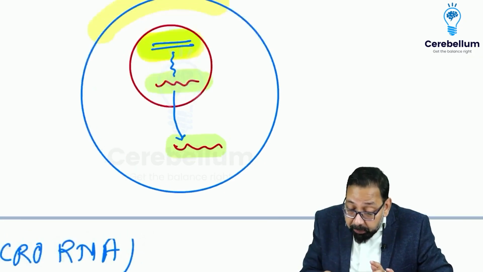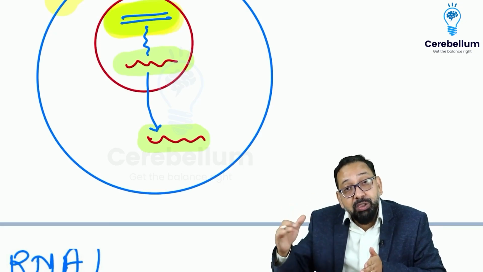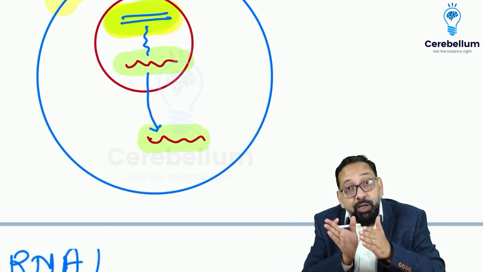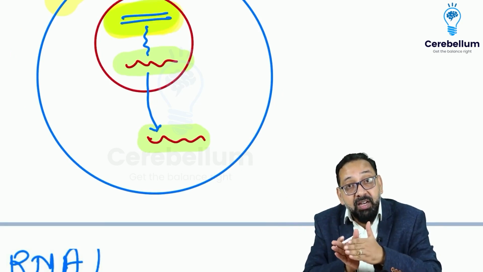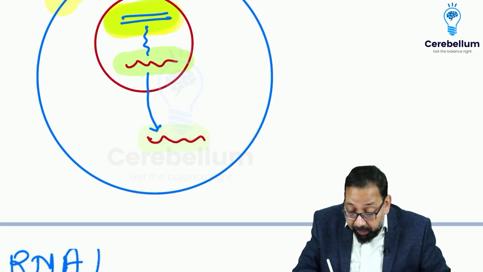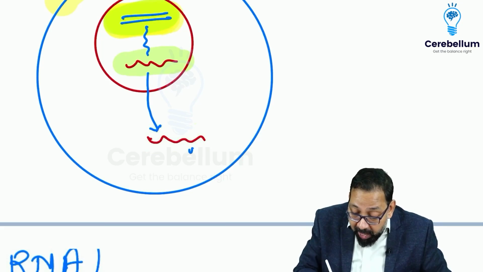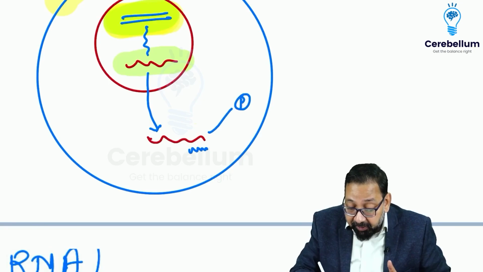So now this messenger RNA is not aware that this toxic stimulus is gone. Now we want to inhibit this messenger RNA. How will you inhibit this messenger RNA from protein synthesis? That is done by microRNA. MicroRNA will come and bind this messenger RNA and will inhibit protein synthesis.